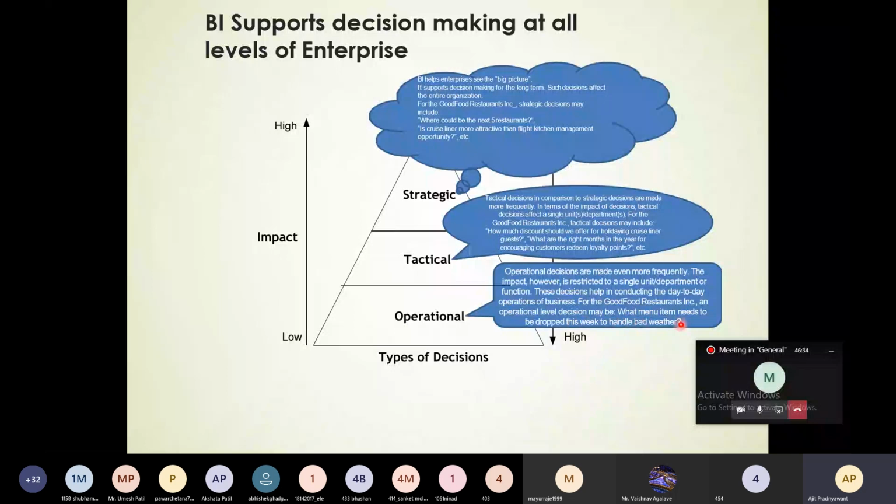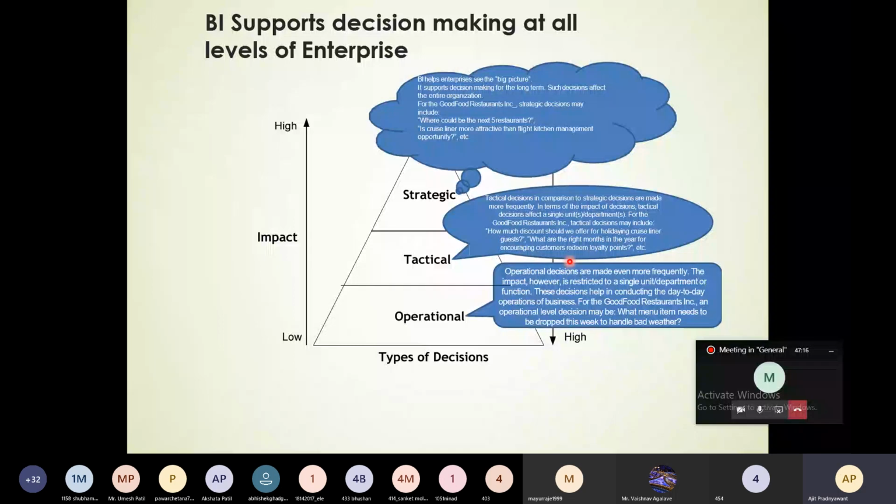You can apply it at the tactical level. Tactical decisions, in comparison to strategic decisions, are made more frequently. In terms of impact of decision, tactical decisions affect a single unit or department. For example, for the good food restaurant, tactical decisions may include how much discount should we offer for handling cruise liner guests, or what are the right months in the year for encouraging customers to redeem loyalty points. So these are some of the tactical decisions.